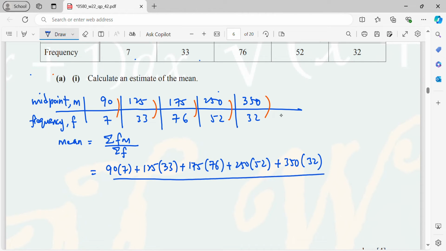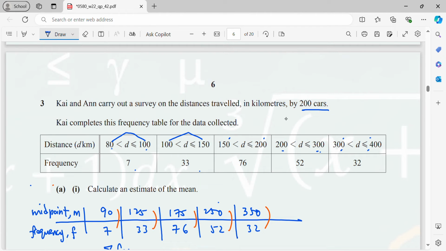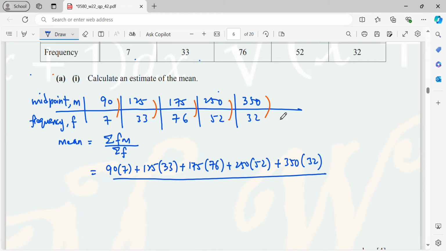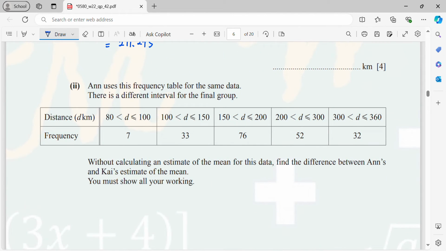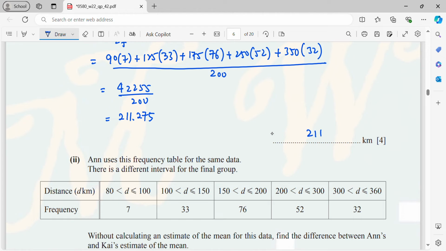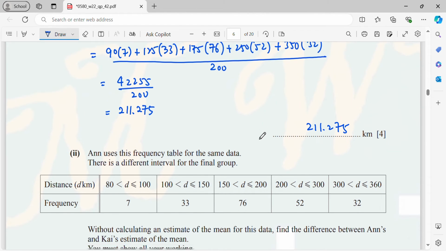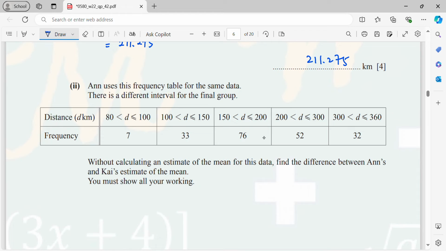Then divided by the summation F, which is actually the total number of cars, 200. Or you can just add up the frequencies here. Then from here you will be getting 42255 over 200. So at last, you will be getting 211.275. This is the exact value of the mean. So here I should write 211.275.